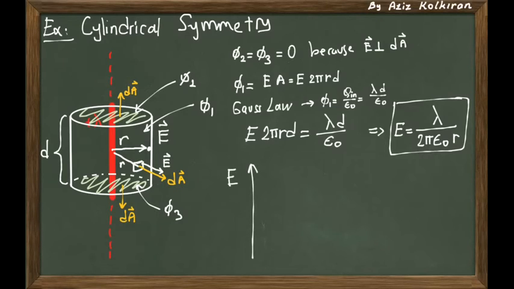Alright, let's draw the electric field strength with respect to the distance r, and it is nothing but this 1 over r curve. As you go away from the origin or the line charge, the electric field will decay as 1 over r.